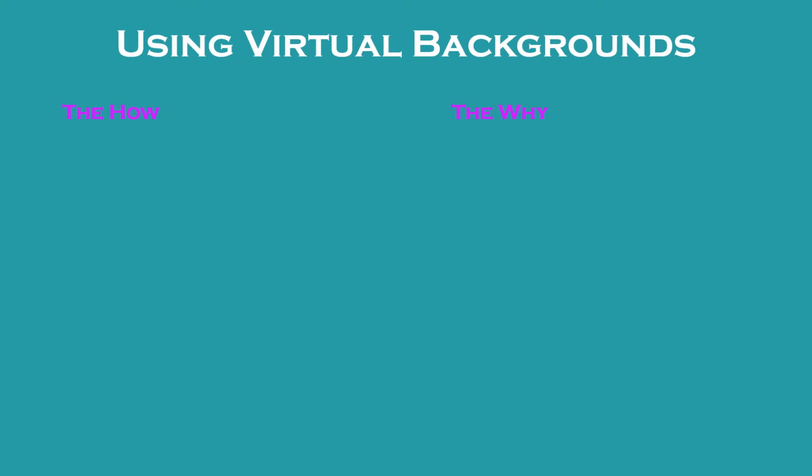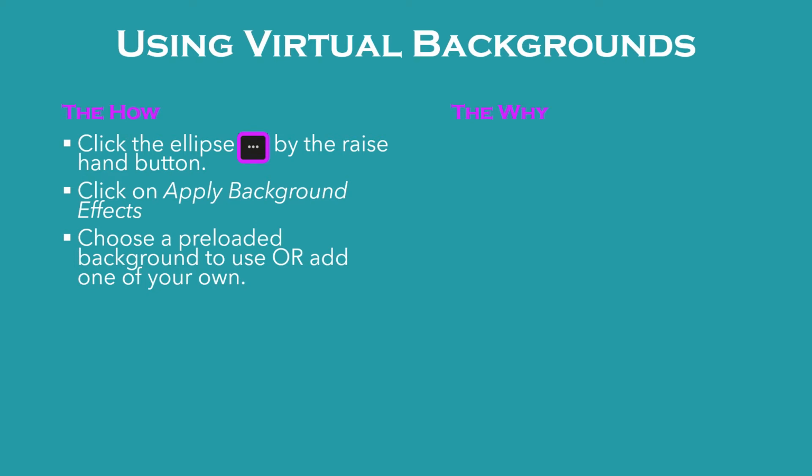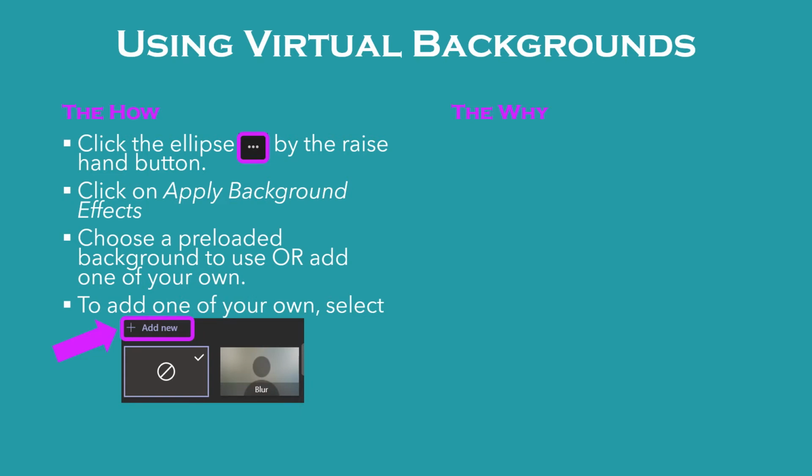Using virtual backgrounds, the how and the why. If you take a moment to click on the ellipsis by the raise hand button, click on apply background effects, choose a preloaded background to use or add one of your own that's appropriate for school. To add one of your own, you're going to select add new. Choose a JPEG file you have saved on your computer.